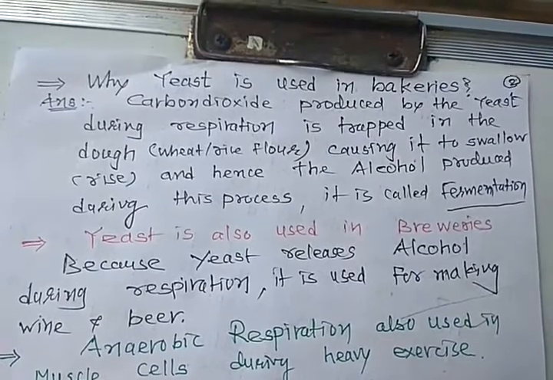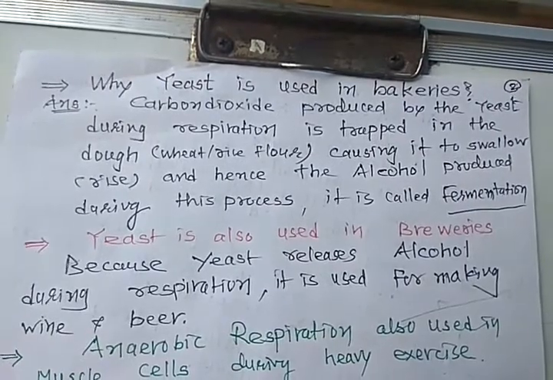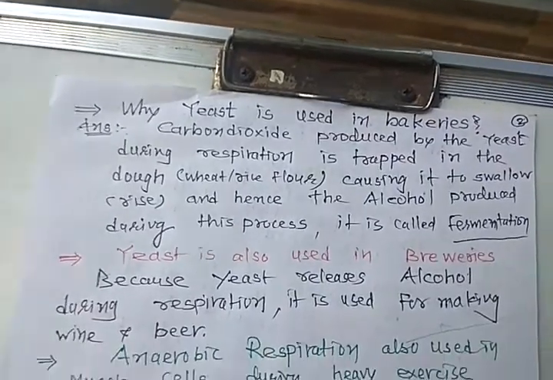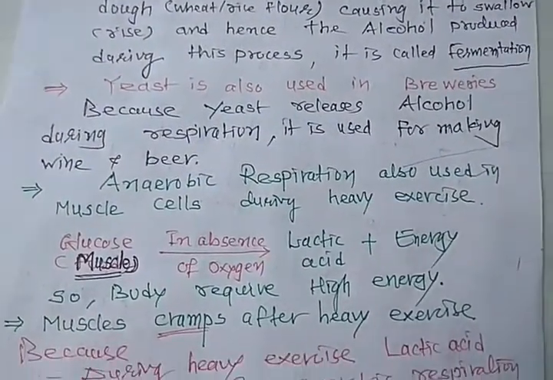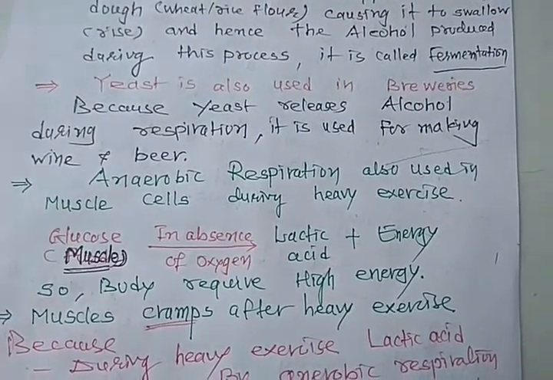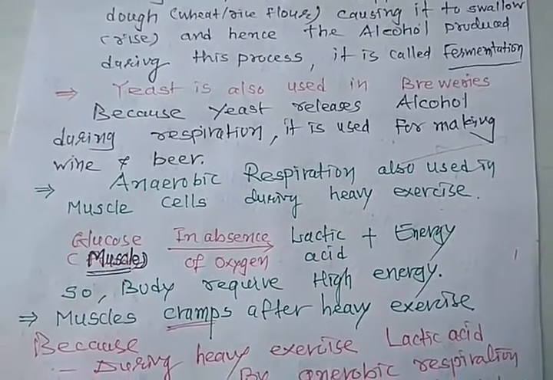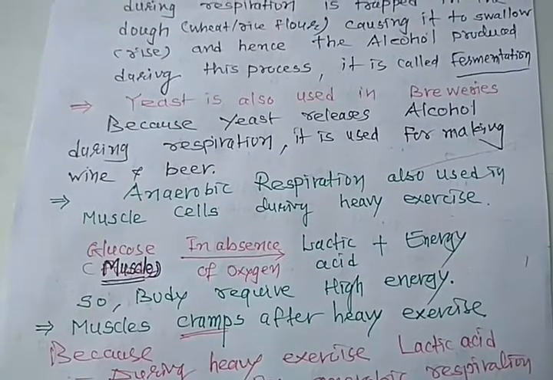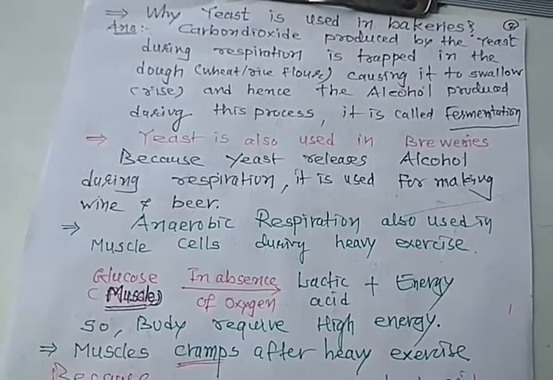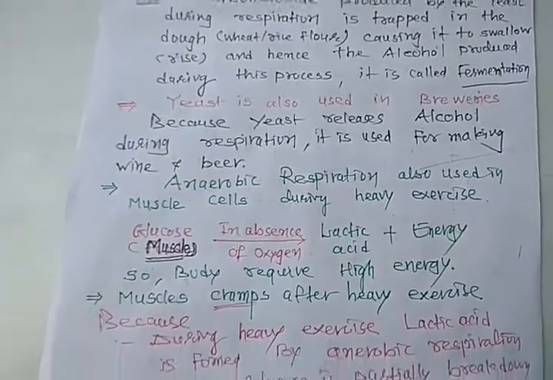Here this alcohol is not that wine. Please students, mind well, here it is a different form, right? So don't have a wrong impression, please. Again, yeast is also used in breweries. Yeast releases alcohol during respiration. It is used for making wine and beer. And in the above case it is used for fermentation and for bakery products, right?